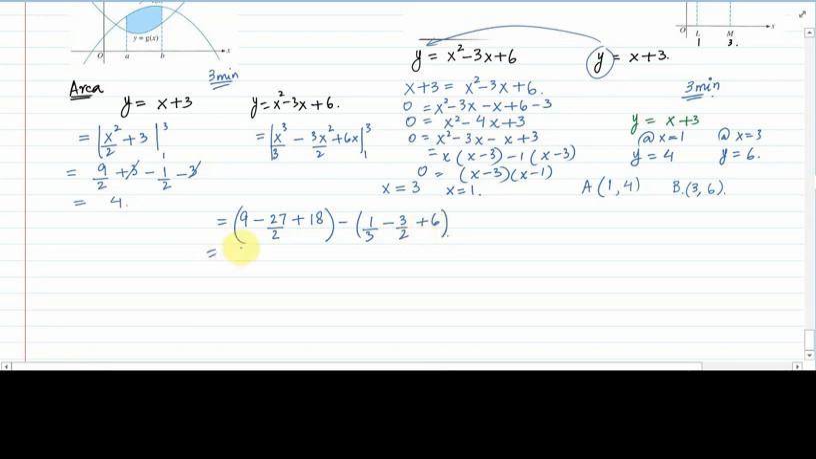When I expand the bracket here, so 9 plus 18, it's 27, right? So 27 minus 27 upon 2 minus 1 over 3 plus 3 over 2 minus 6. Alright, so 27 and 6 can be simplified. So 27 minus 6, it's 21, minus 27 upon 2 minus 1 upon 3 plus 3 divided by 2.